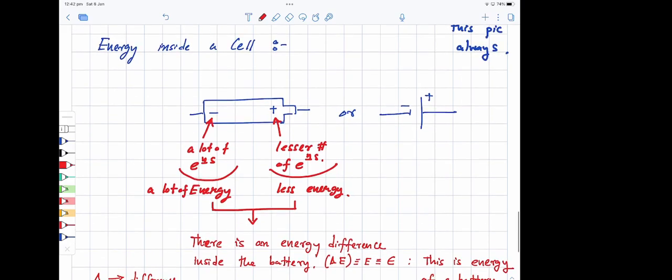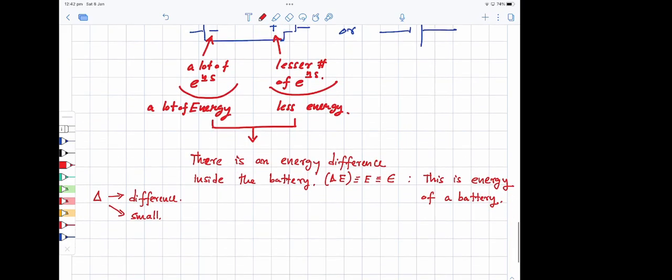Okay, all good. This energy is called EMF as well. EMF. This energy is called EMF. You will see EMF, E, delta E, energy of a battery. In chemistry also you will see EMF. So you have to understand, we are talking about the energy inside a battery or energy of a battery.